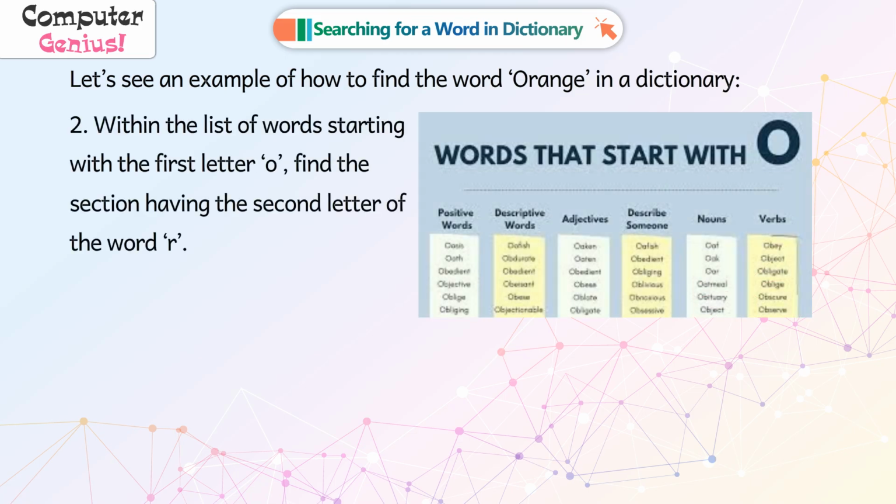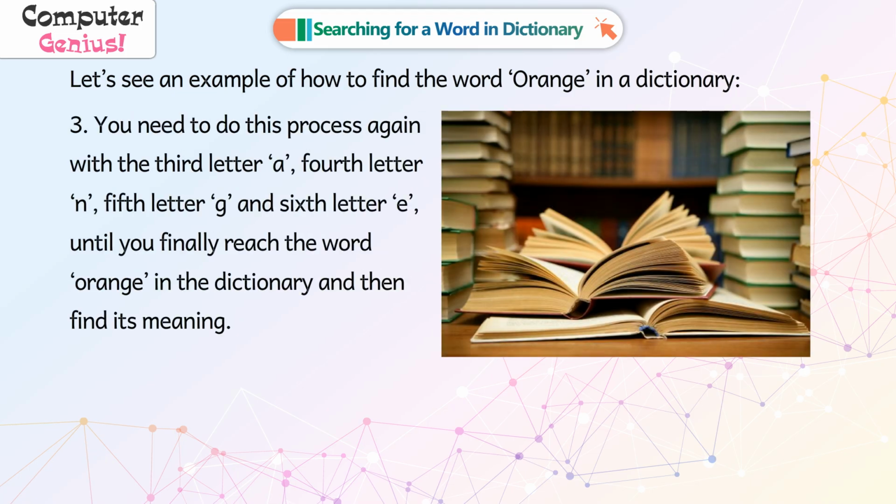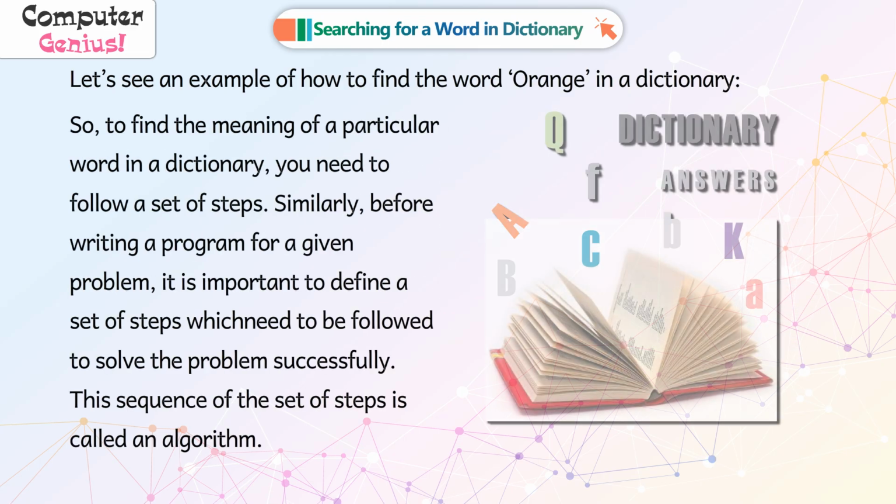2. Within the list of words starting with the first letter O, find the section having the second letter of the word, R. 3. You need to do this process again with the third letter A, fourth letter N, fifth letter G and sixth letter E until you finally reach the word orange in the dictionary and then find its meaning.